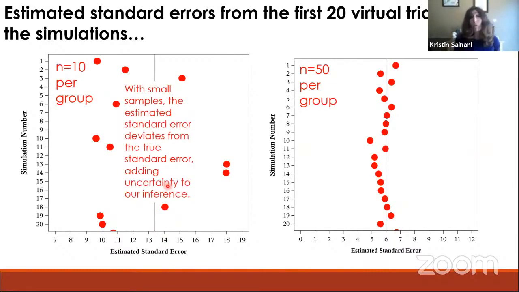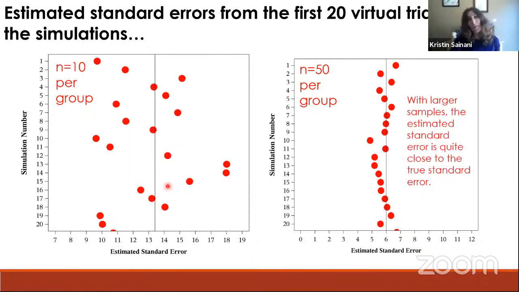This is particularly important when I have a small sample size, but what I want to point out is that if I have a larger sample size, like 50 per group, when I estimate the standard error in each of these individual virtual trials, it doesn't bounce around much. It's really, really close to the true standard error here of 6. And so it actually doesn't make a big difference when we're talking about sample sizes of 100 or so. So this really matters in small sample sizes.